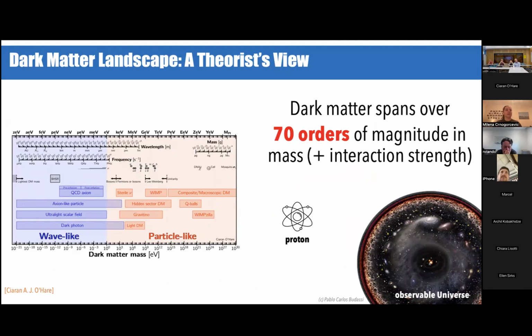And if this doesn't really ring a bell as to how big 70 orders of magnitude is, to bring a comparison to the room, 70 orders of magnitude is approximately the difference in mass between the mass of a proton and the mass of the entire observable universe. So quite literally, when we're searching for dark matter particles, we are really searching a universally broad range of properties.